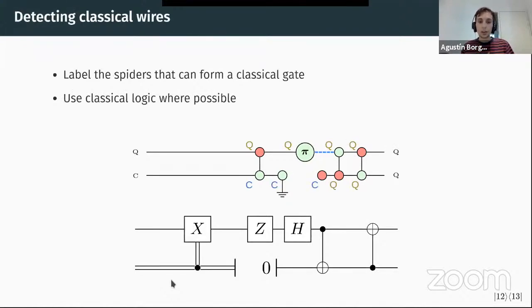So we defined an algorithm for labeling the nodes in the diagrams to find parts of the circuits which can be realized classically. In this case, we can see that we detect that this can be done as a classically controlled X operation. And with this, we have reached the end of the optimization algorithm.